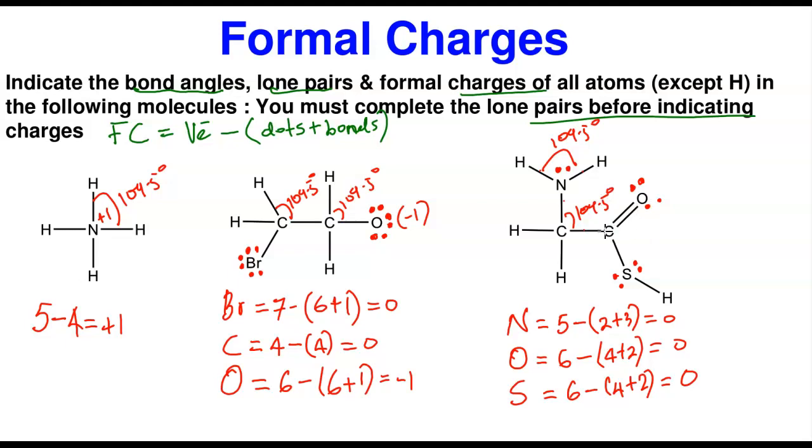Now let's look at this one. How many attachments do we have? Anytime you have a double bond, the number of attachments reduces. So we have 1, 2, 3 attachments. This is going to give us 120 degrees.